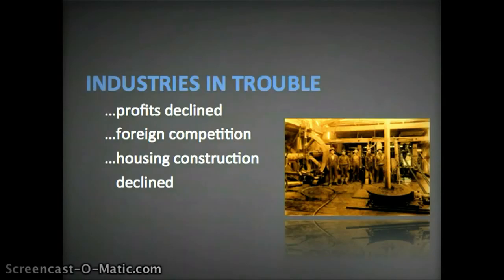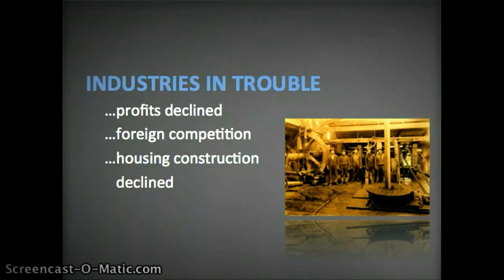As we move through the 1920s, industries in the United States began to suffer. First of all, their profits start to decline. During World War I and in the years immediately following, profits were incredibly high for industry. They were asked to produce a lot to help with the war effort. They were asked to produce a lot immediately following the war as European nations had to rebuild first. But as we move through the 1920s, that demand decreases, so the profits of those industries also decrease.